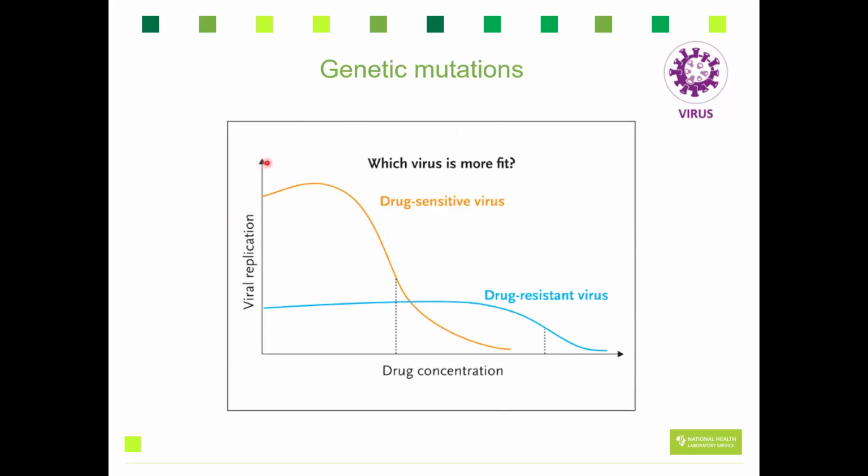Then if you look at the viral replication, the orange line is a drug-sensitive virus, so no mutation. When you start, you have a very high viral load, so a lot of viral replication. As your drug concentration to the right increases, initially the virus will replicate and then it will go down. The slope of this graph is determined by the type of drug that you're taking. For example, with Dolutegravir, this will be very steep. With other drugs, this might take quite a bit longer before you actually go down to a suppressed level.